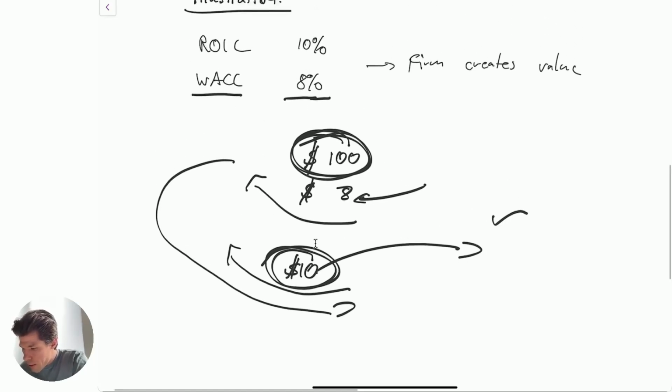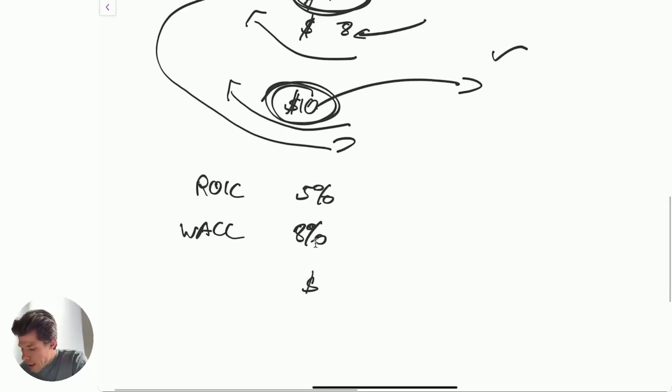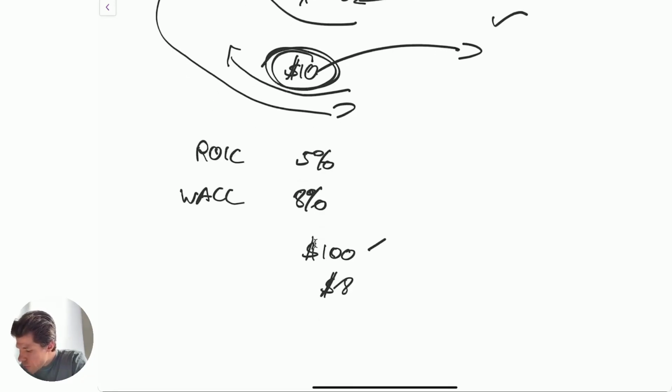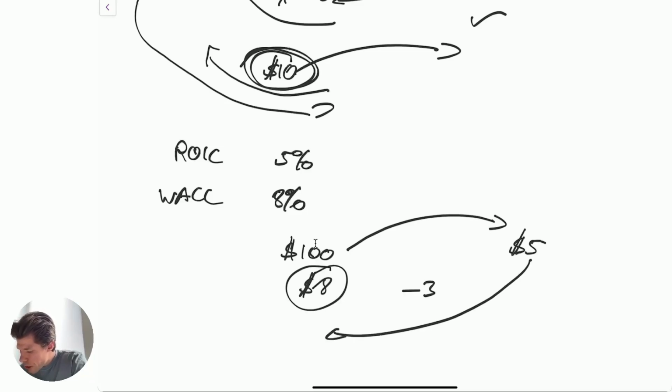If it's the other way around, if your return on invested capital is 5% and your WACC is 8%, it means again you are asking for $100 from your capital providers. You need to pay $8, otherwise you wouldn't get the money. Then you have 100 available for your operations. You're making 5, so you need to pay your capital providers $8 back. You're using 5, but you are $3 short. It means you're losing value.